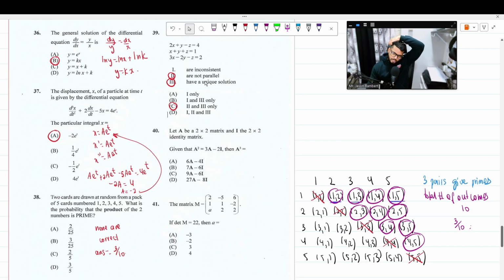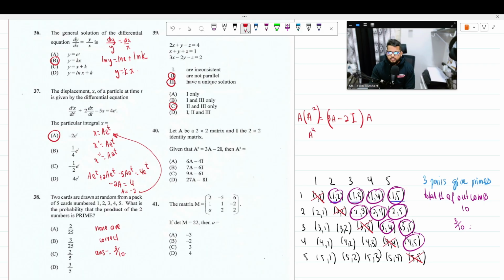Number 40. Let A be a 2 by 2 matrix, and I the 2 by 2 identity matrix. Given that A squared is equal to 3A minus 2I, then A cubed is equal to, so if I have A squared equal to 3A minus 2I, and I want A cubed, well, I have to multiply this side by A, and I have to multiply this side by A as well.